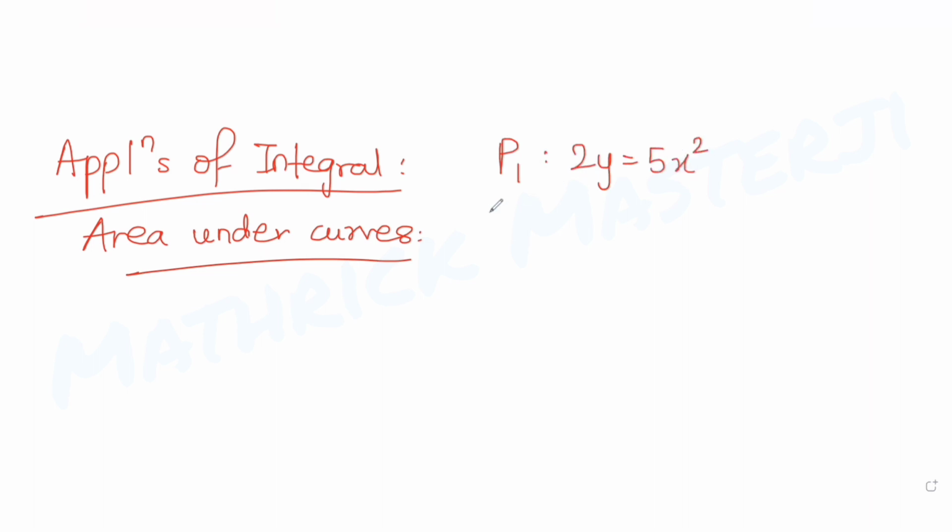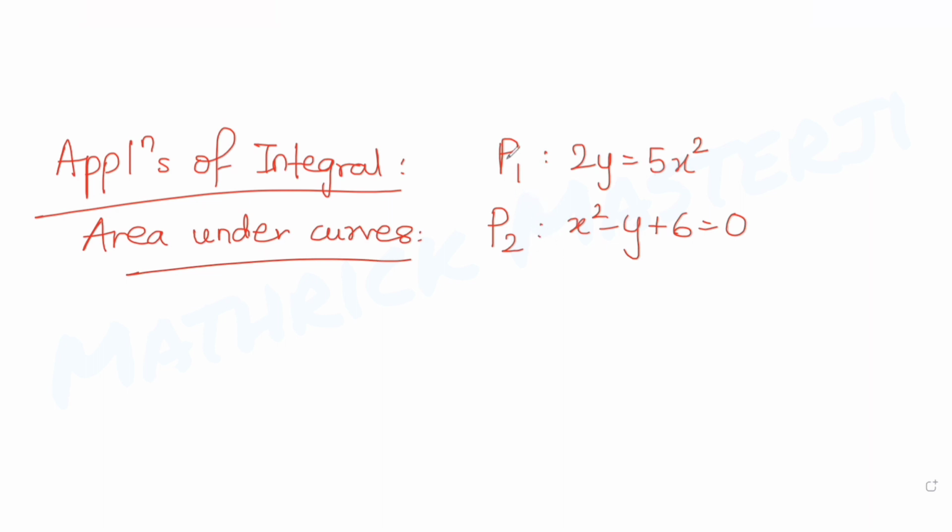Let's see today's question. Today's question we are taking up from the topic of applications of integrals, from the concept of finding the area under the curves. The question says that the area enclosed by the parabola P1, which is 2y equals 5x square, and P2, which is x square minus y plus 6 equal to 0. So these are the two parabolas given to us.